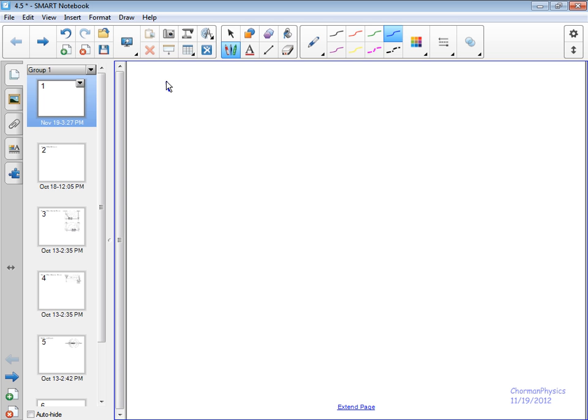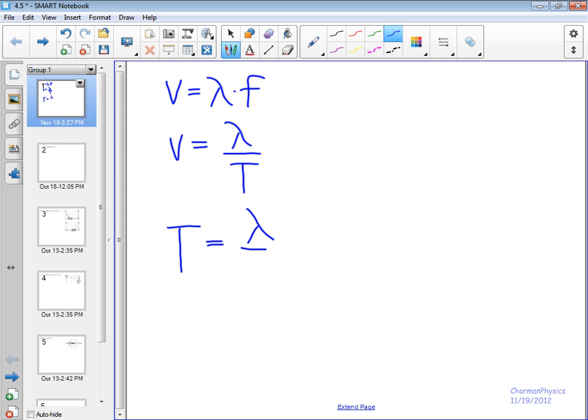Just to recall, the wave equation that we use tells us the speed of the wave. It's just its wavelength times its frequency. This is also the same as writing the wavelength over the period, and we could also rewrite this. The period is just equal to lambda divided by v. This is all very useful when we finally do derive Doppler effect equations.